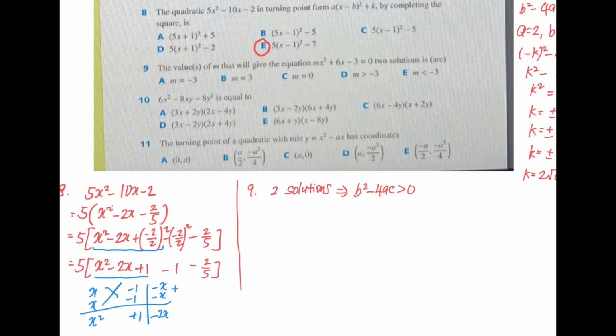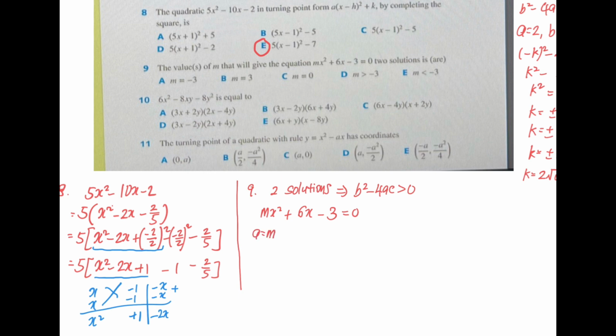So I have to memorize a bit this b squared minus 4ac when we use it. When they say two solutions or one solution or no solution, then we use this. We use it when they mention two solutions, one solution, or no solution. Okay, now let's look at the equation.